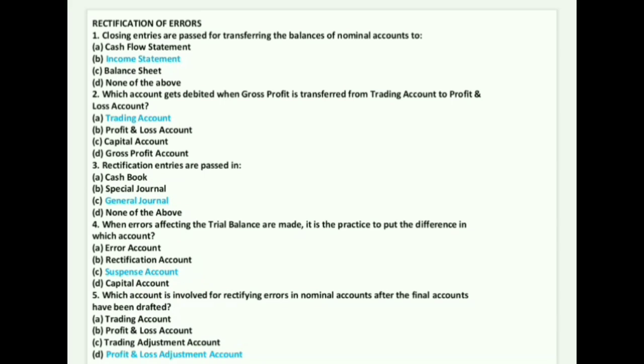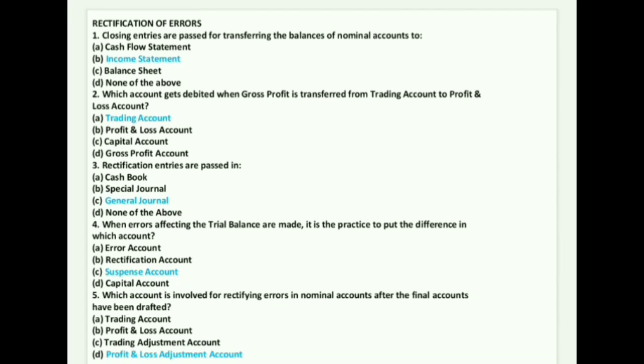Okay, now next is rectification entries are passed in. Rectification entries are passed in general, where the options were cash book, special general book, none of the above. So general will be the correct answer for rectification entries.